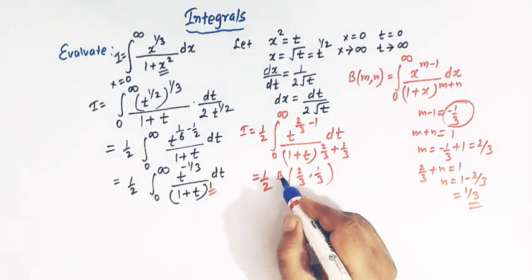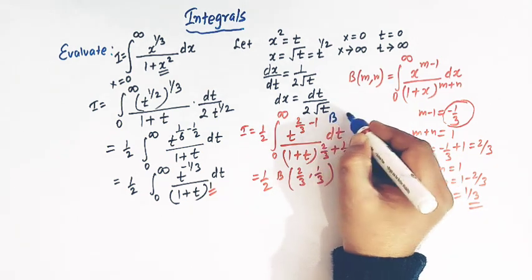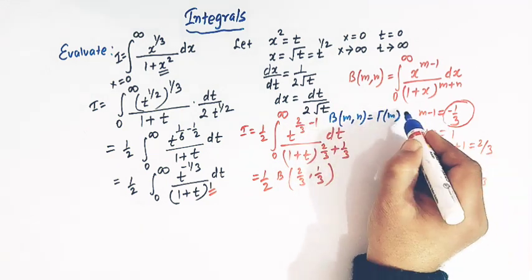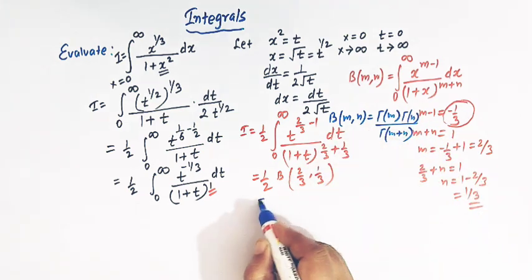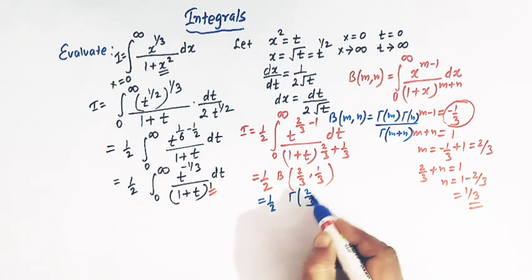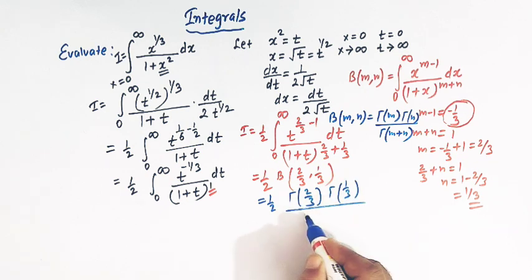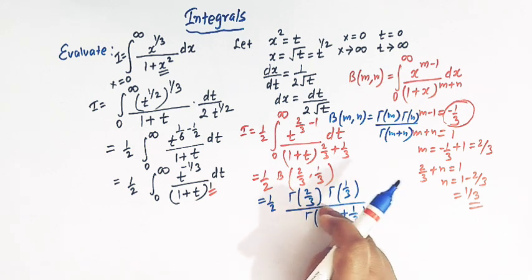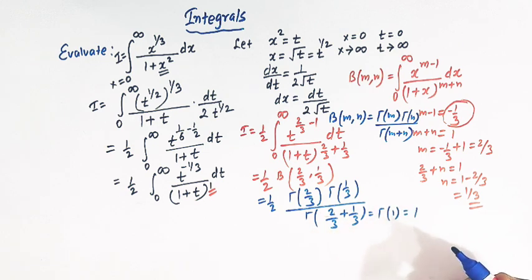So now to calculate the value of beta 2 by 3 comma 1 by 3, we'll make use of another important relation, that is beta mn is given by gamma m, then we have gamma of n divided by gamma of m plus n, right? So this is half gamma of 2 by 3, m is 2 by 3, n is 1 by 3, gamma 1 over 3, then we have gamma of 2 by 3 plus 1 by 3, right? Now 2 by 3 plus 1 by 3 is equal to 1. So we have gamma of 1. Gamma of 1 is simply 1.